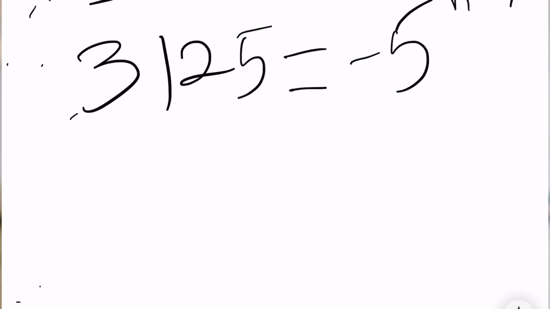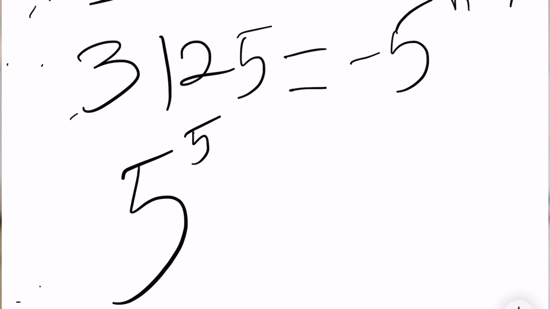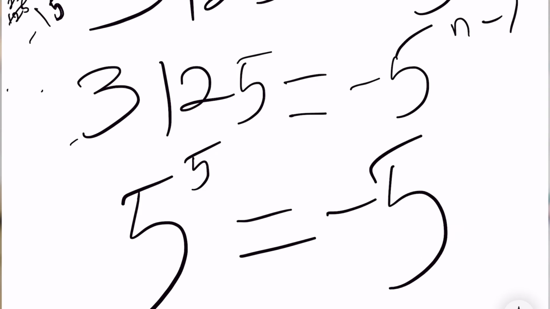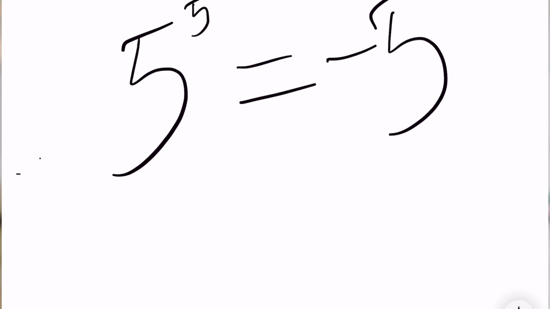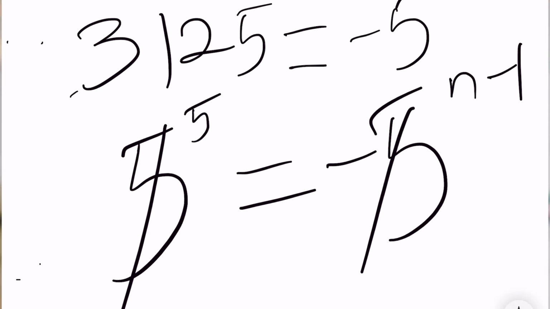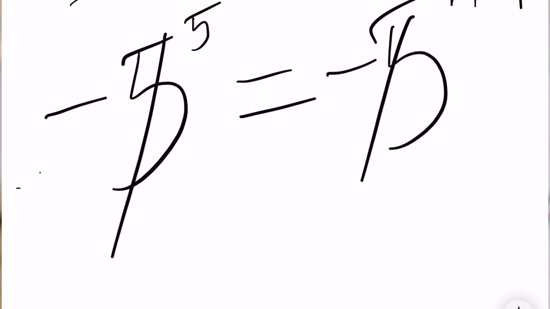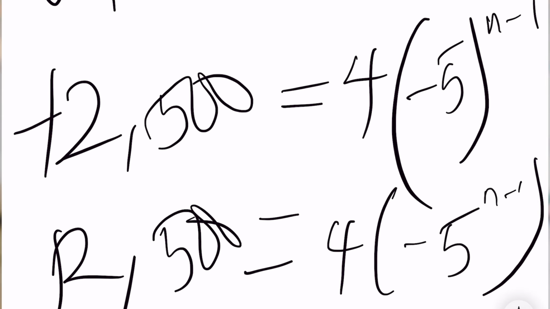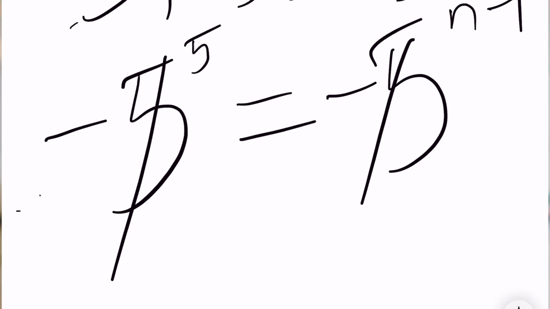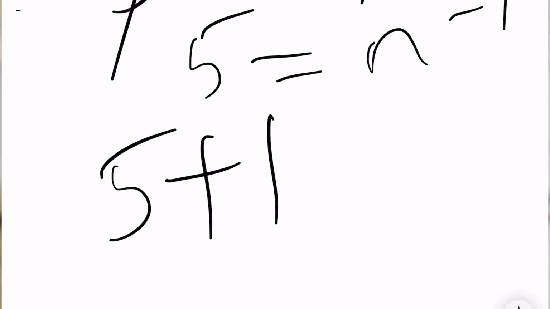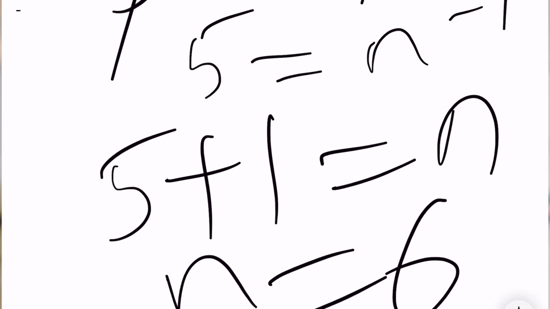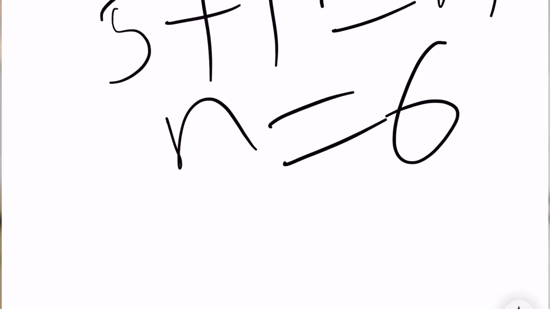So from here we can just approximate: we have 5 raised to the power 5 equals minus 5 to the power n minus 1. So using the laws of indices, we can cancel the base. It is supposed to be minus, so we have it to be minus 12,500. So this will now be 5 equals n minus 1. So that will now be 5 plus 1 equals n. So our n is 6. So basically our n here is 6.